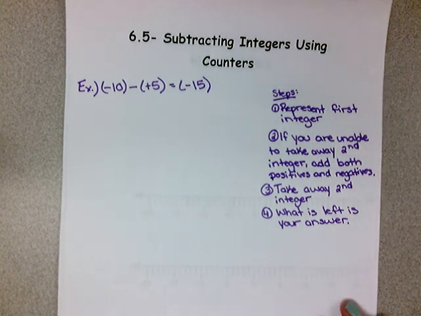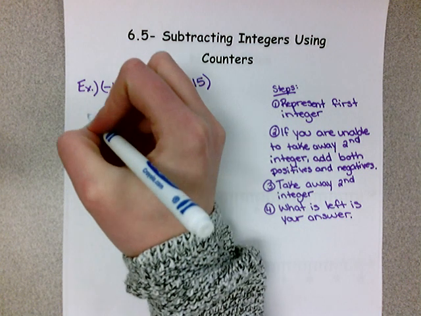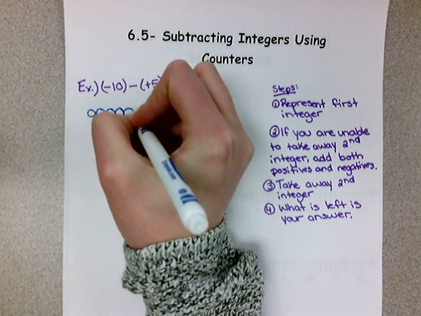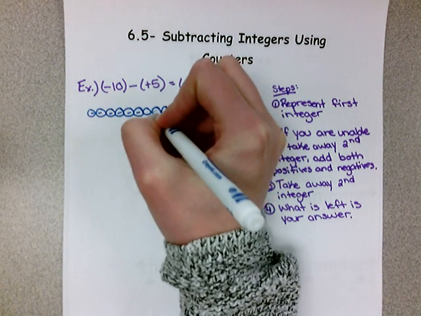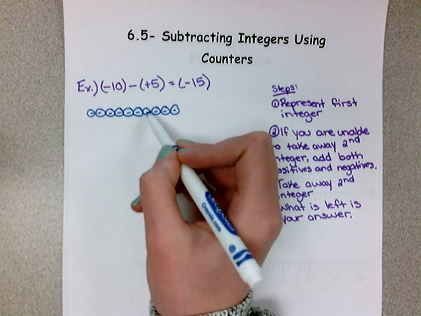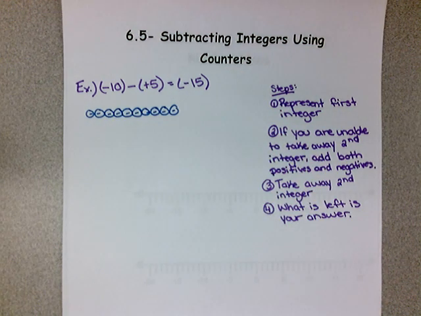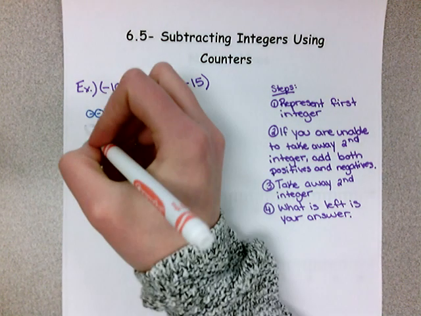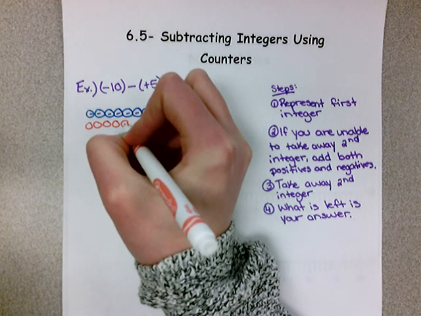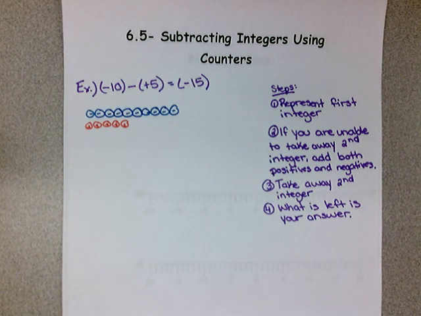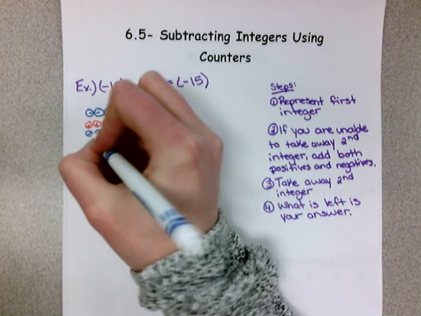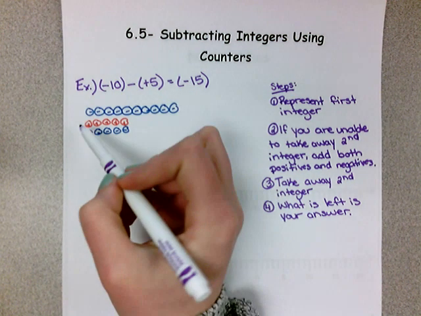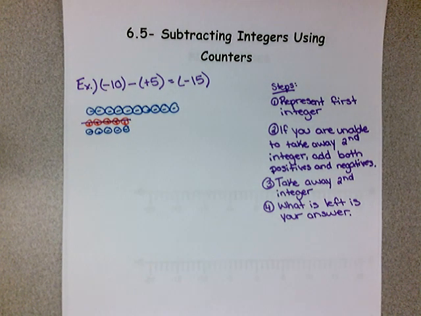So I'm going to get out my blue marker and I'm going to draw out the first integer. So you're going to draw out 10 negatives. So 1, 2, 3, 4, 5, 6, 7, 8, 9, 10. Then we're taking away positive 5. And remember that in order to take away positive 5, we had to add in positive 5 using the zero principle. So that means adding in positive 5 and negative 5. Then when we take away those positive 5, those are crossed out, and you're left with negative 15.